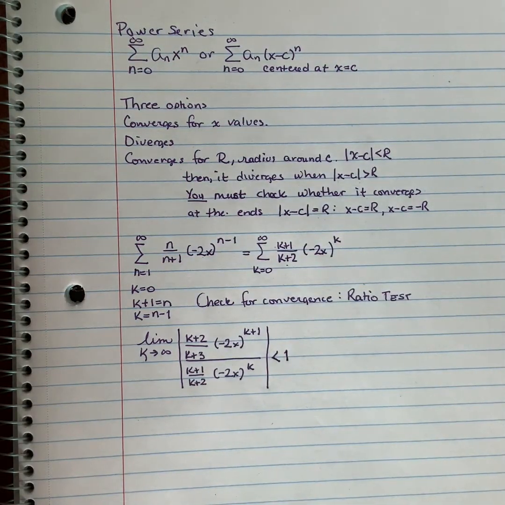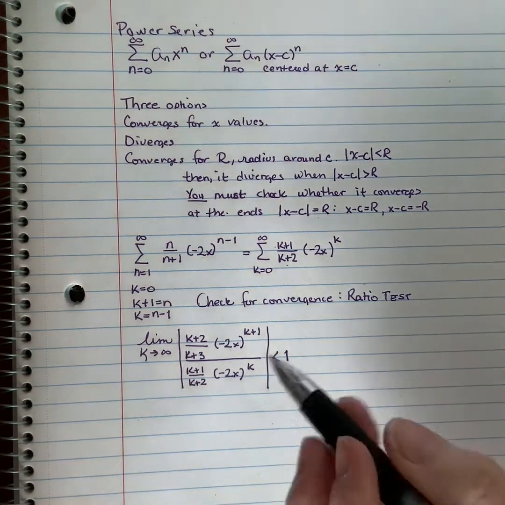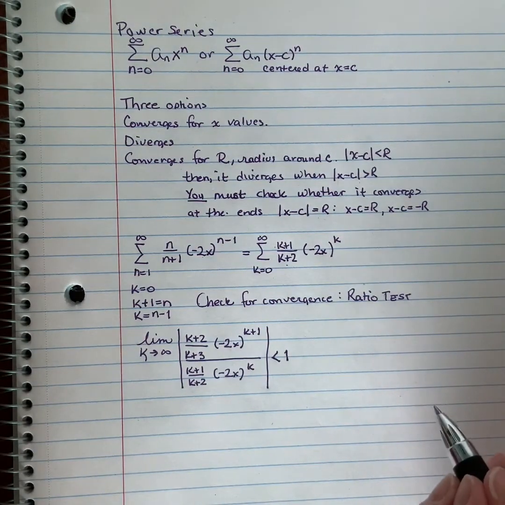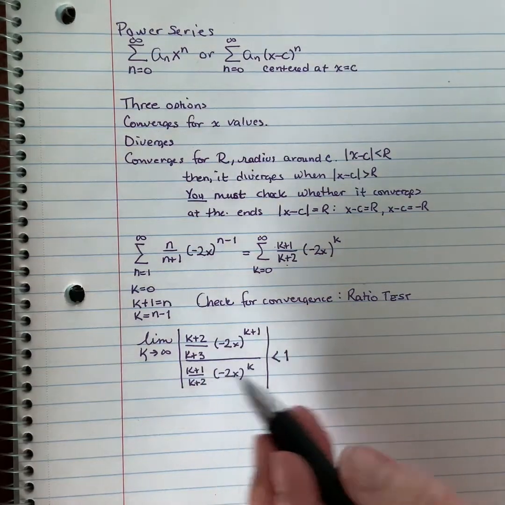Now, I want this to be less than 1 because I want to find out where it converges, and I can do that with this process. So I've got a complex fraction. I need to set it up so that I can solve it or find the limit.